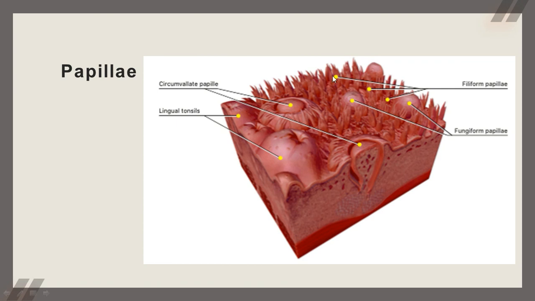So what happened to the fourth papillae? The fourth papillae, or the foliate papillae, are actually vestigial. They don't have a very great function, and they are not present on the dorsal surface of the tongue.